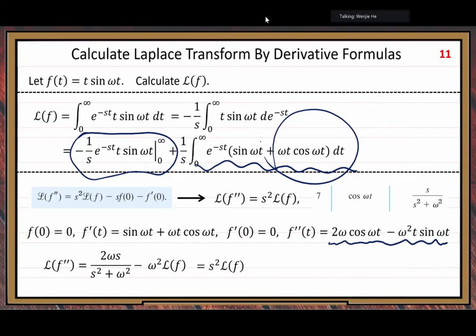In this equation, we can solve for L of f. Our goal is to find L of f, and we just solve this algebraic equation for it. That's the indirect way, because we do not calculate this integral directly. The result comes from solving the algebraic equation, which is not very hard. So you get the answer.